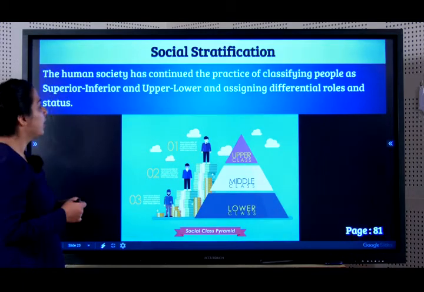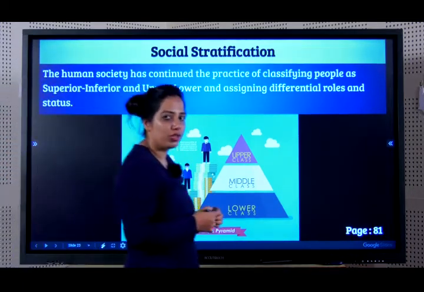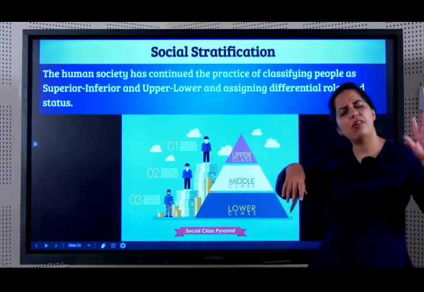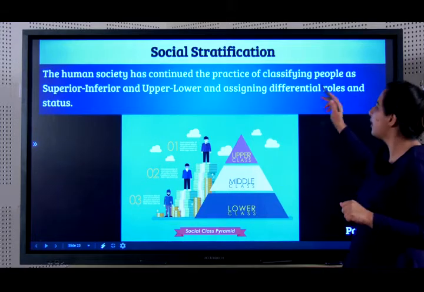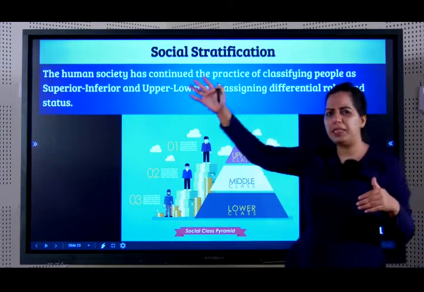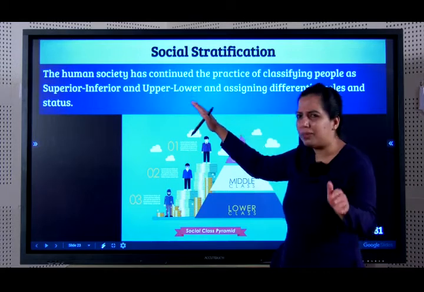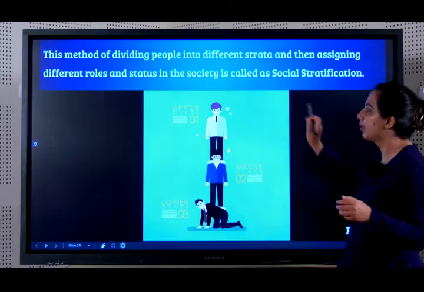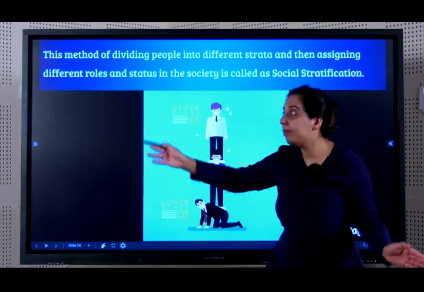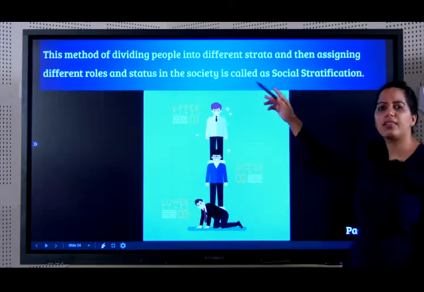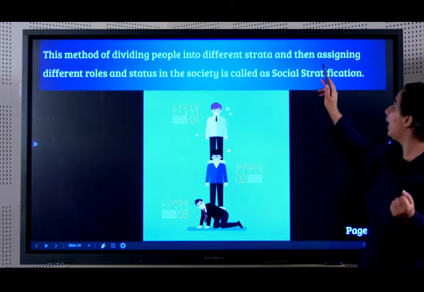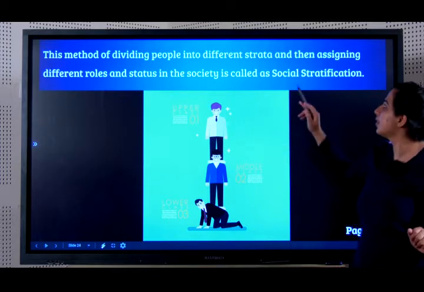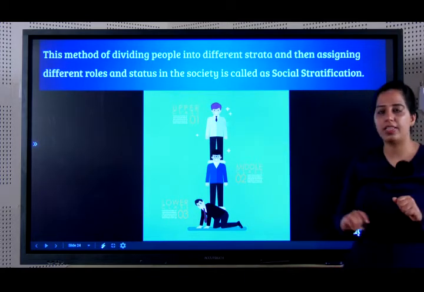Next, we will discuss the definition of social stratification. Human society has continued from ancient times until now the practice of classifying people as superior, inferior, upper, lower, and they assign different roles and status to them. So the method of dividing people into different strata or groups and then assigning them different roles and status in society is called social stratification.